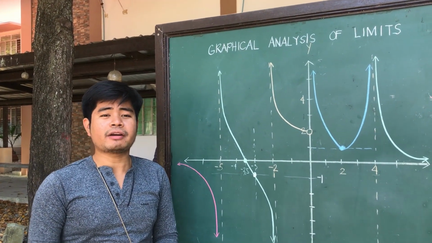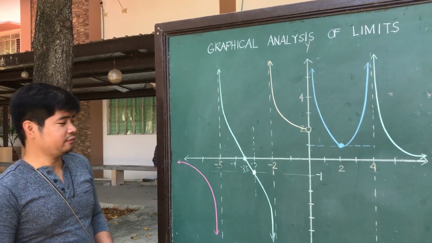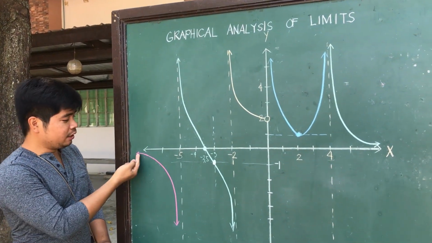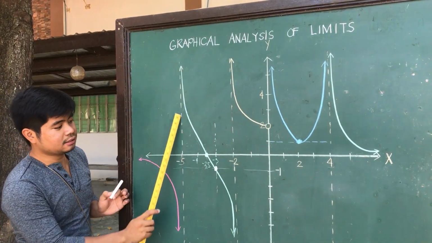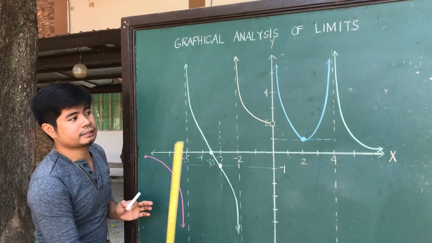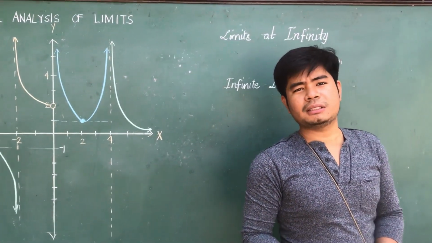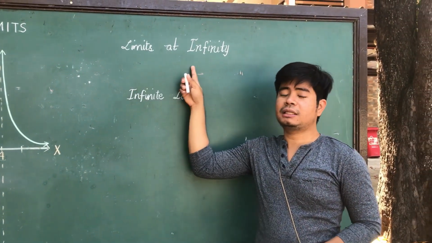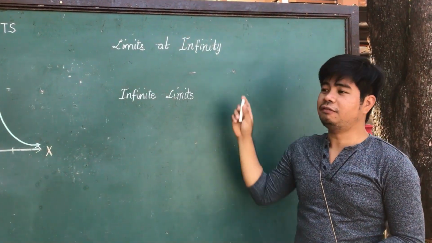There are cases in the graphical analysis of limits where, when we observe the graph, we are able to see arrows just like this, so it goes here and others. Now this will tell you that in the graphical analysis of limits, there is what we call limits at infinity and infinite limits. So what does it mean by limits at infinity?